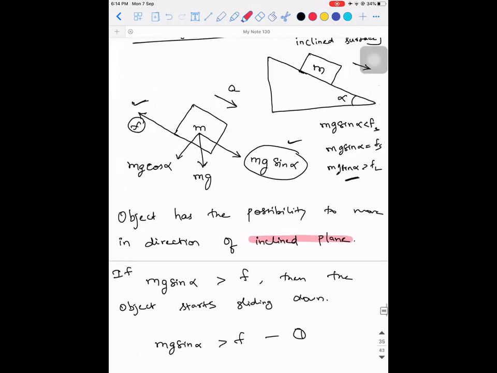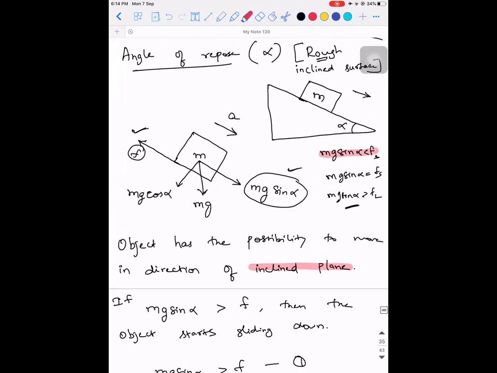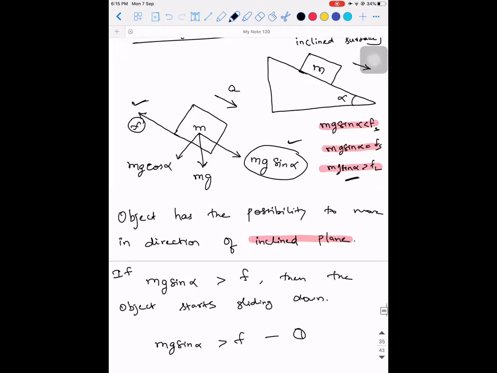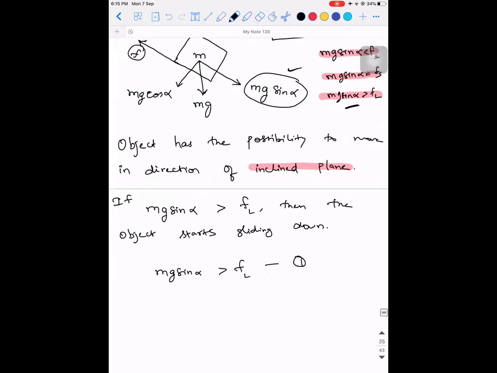I asked you two questions. If mg sin alpha is less than fs, what would have happened? The object would have been at rest. If mg sin alpha is equal to fs, what would have happened? It will still be at rest. If it is slightly greater than, instead of saying fs, if I call it limiting friction, the object will be able to move. When I say slightly, it is an ignorable value. So when mg sin alpha is greater than fl, the object starts sliding down. Accepted?